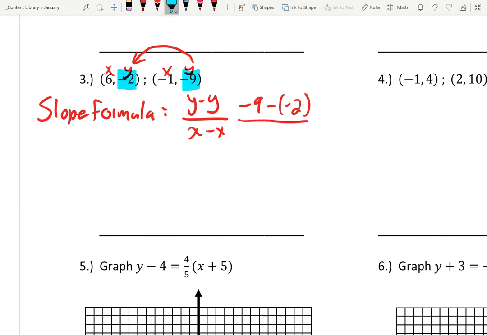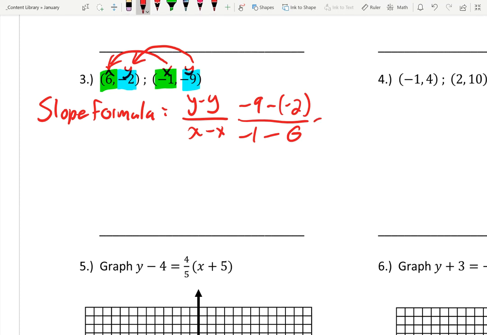Now our x values are on the bottom. Our x values, we have -1 and 6. And again, I always go with the second one minus the first one. So -1 minus 6. So I'm going to write this. -1 minus 6. Now it's a positive 6, so I don't need a parentheses like I did with the -2 above it. You know, -1 minus 6 is perfect enough. So be mindful of that. If you're subtracting a negative, you do sort of get a double negative. But if you're subtracting a regular number, then you're just going to be subtracting a regular number.